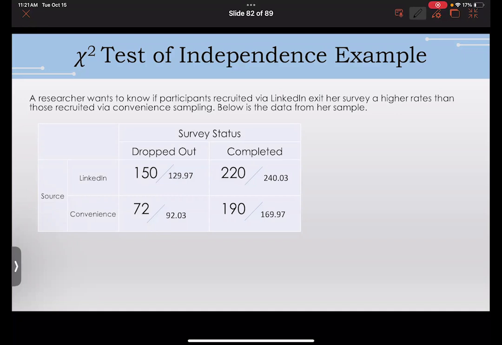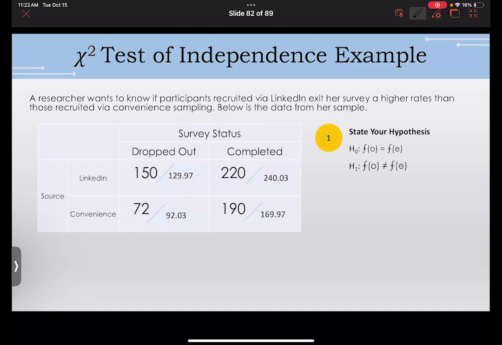What do we notice? I can see just really quickly that in my convenience sample, more people completed it than were expected to complete it if they were independent, and fewer people dropped out. And the opposite pattern happened in my LinkedIn sample, right? So right away, that's telling me I think they're probably related, but I'm going to test it.